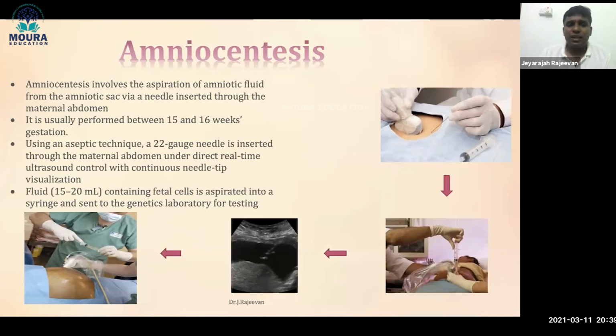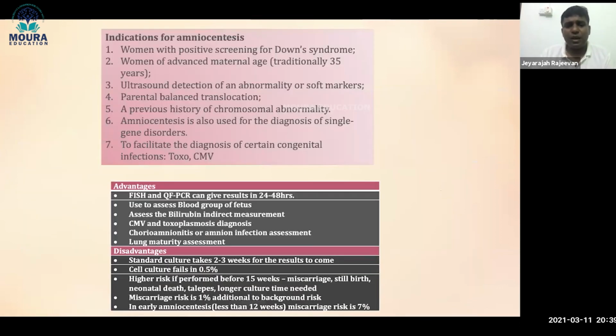So there are advantages of amniocentesis. Here you can assess the blood group of the fetus, and you can do some infection screening like cytomegalovirus and toxoplasmosis, and lung maturity assessment. And the disadvantage is that it takes some time for the culture.